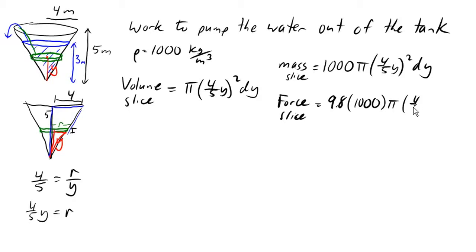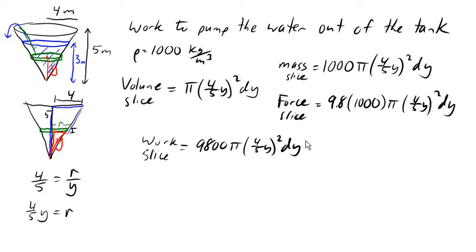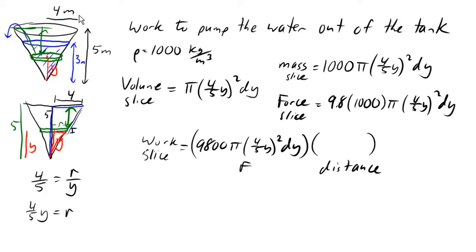And now we can talk about the work required to lift that slice. So for that one slice, the force is 9,800 pi times (4/5 y) squared dy. That's our force. And now we need our distance that we're going to lift that slice. If we look back at our picture here, to get to the very top of the tank, we're going to have to lift the slice this distance here, which corresponds to this distance here. Now, the entire height was 5. This distance was y, and so that leaves as the remaining distance 5 minus y. So 5 minus y is the distance that we have to lift the slice.